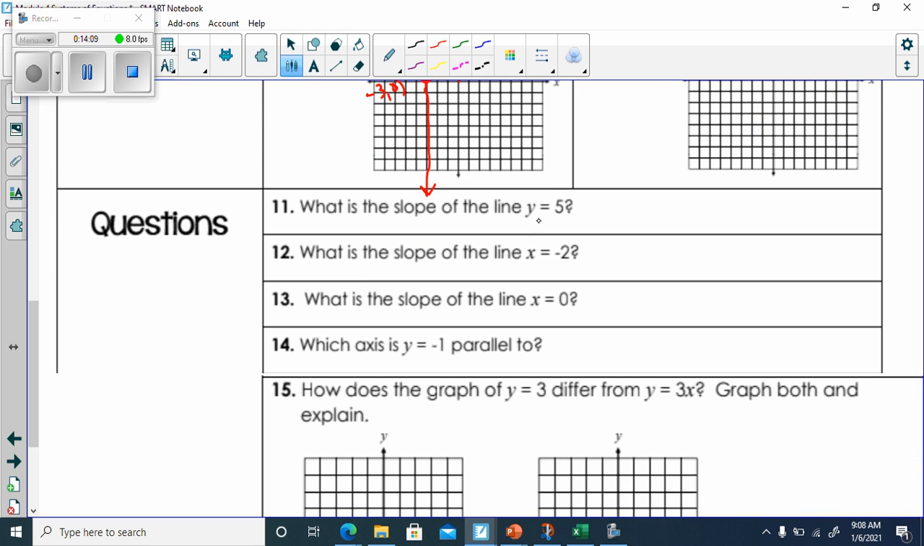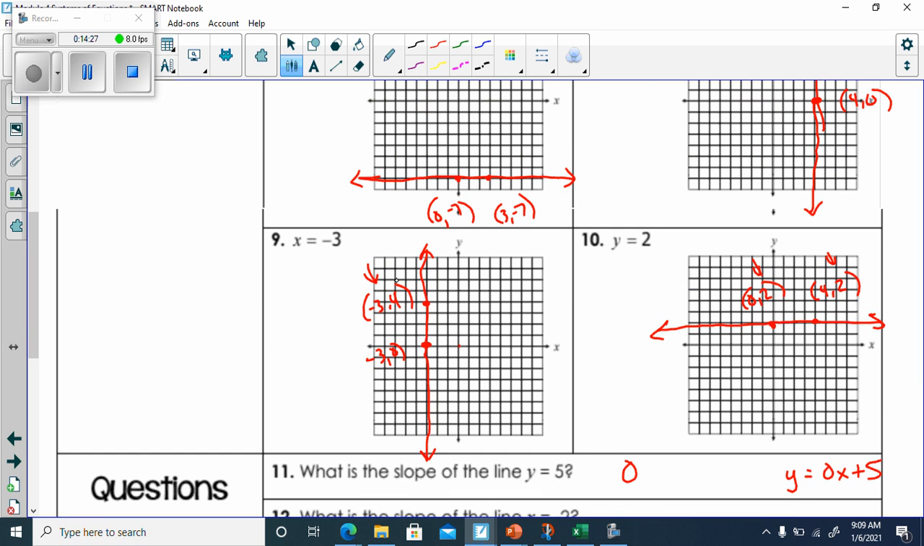What's the slope of the line y is equal to 5? Well, let's think about that. Isn't y is equal to 5? y is equal to 0x plus 5. Okay. The slope of that line then is 0, right? The slope of any horizontal line is 0.